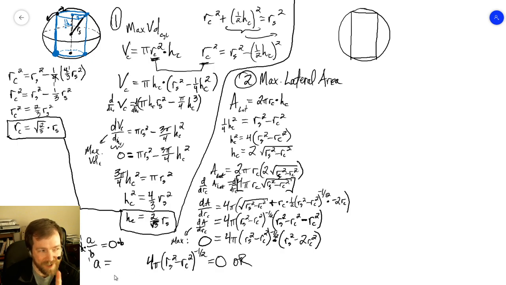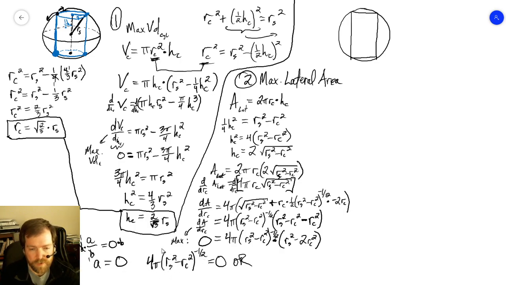0 times b is not b unless b is 0, in which case that's a problem. All right, so a equals 0 times b is 0. So a has to be 0 in order for a fraction to be equal to 0, a over b.